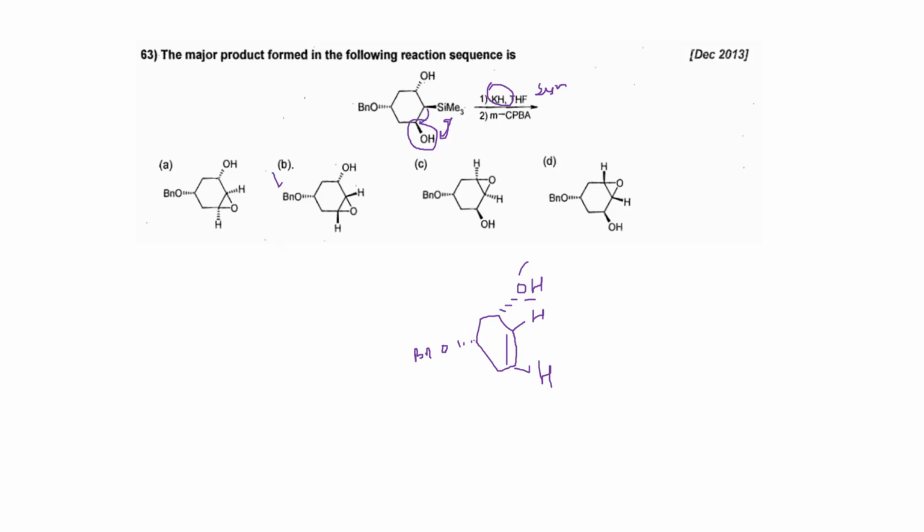So the correct option will be option B. Understood? Because the coordinating OH group is below the plane, the mCPBA will come, epoxidation will take place from below the plane, and as the epoxide is forming below the plane, the remaining two H atoms will go above the plane, giving us this as our product. Okay.